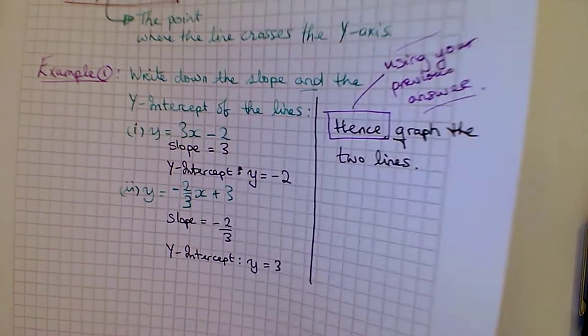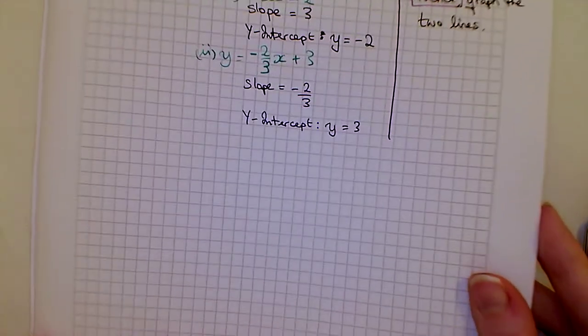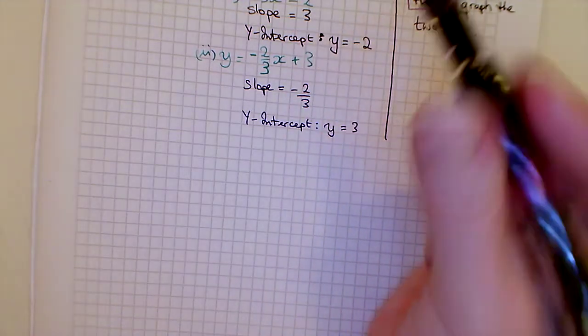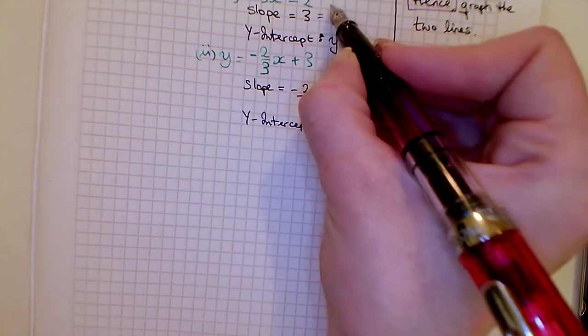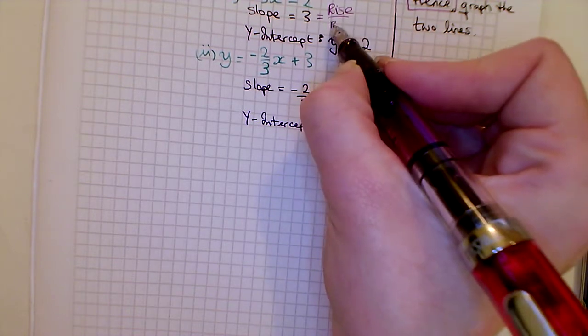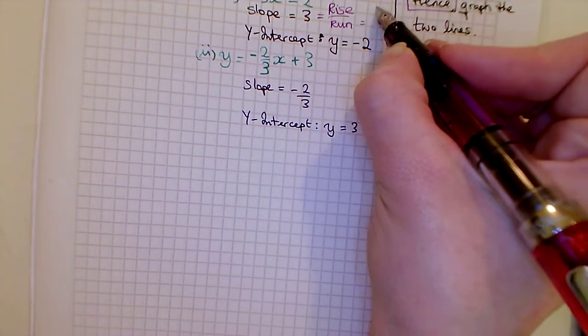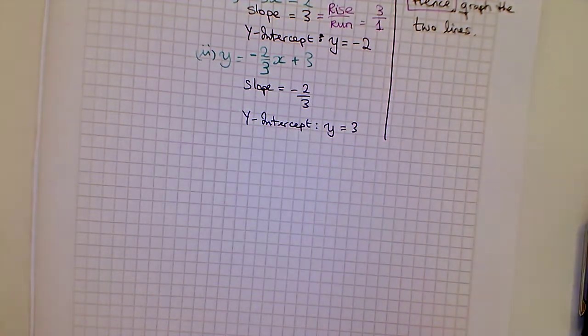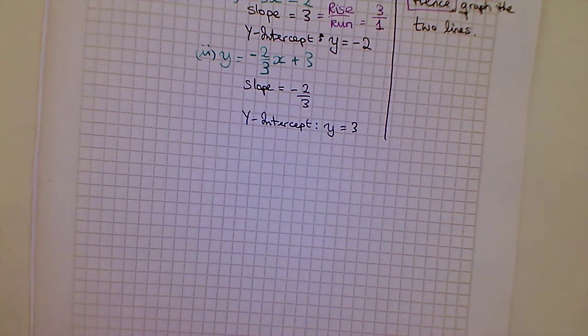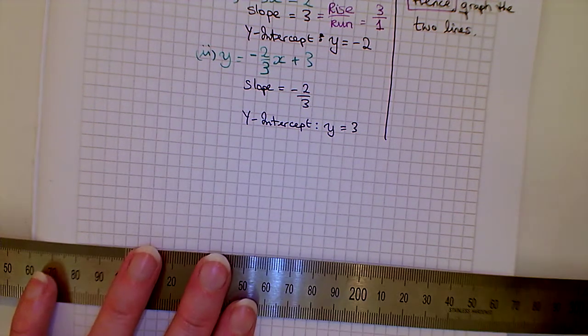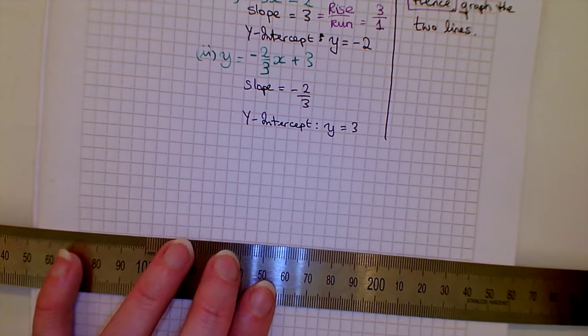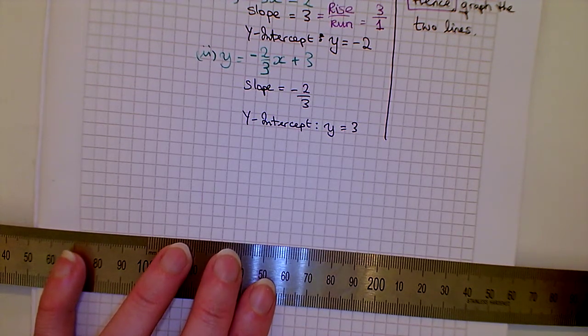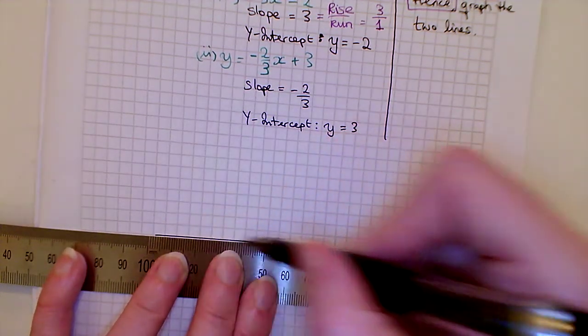Okay, well, for the first line, I know that its slope is 3. Now, slope is rise over run, so what I really need is to write this as 3 over 1. That'll make it easier. And my y-intercept is -2. That means it goes through the y-axis at -2. I'm going to draw them both on the same axes. Hopefully this is big enough and clear enough for everyone to see it.